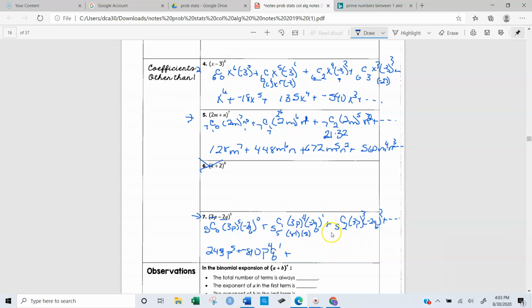All right, so we do 5 choose 2. Okay, I hope you did well. So 5 choose 2 is 10. 3 cubed is 27. Well, -2 squared is 4. So when we do that one, we get 1080 p cubed q squared. And then you would continue down until you get to q to the 5th. All right, so this goes on for a while.